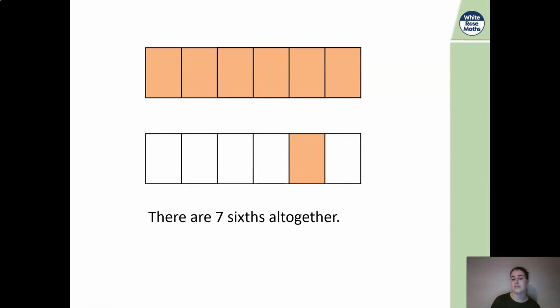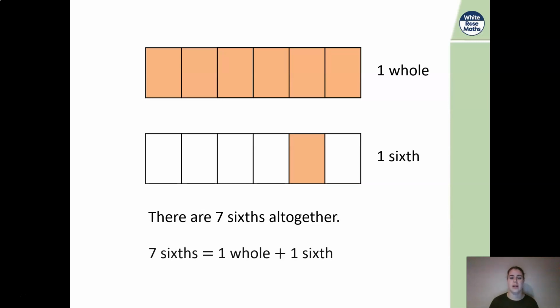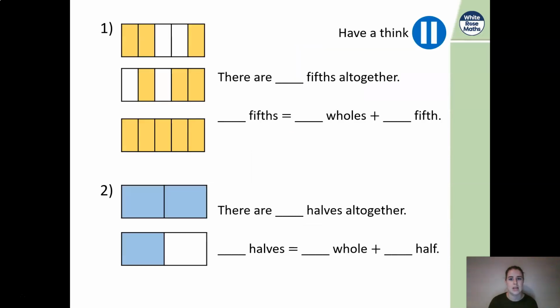So yes, I have 7 sixths altogether, but I still have a whole one because I've got 6 out of 6 that makes a whole. And I have that 1 extra one. So here I have 1 whole and I have 1 sixth. Okay, so 7 sixths is the same as saying 1 whole and 1 sixth. And that's what we call a mixed fraction. But don't worry about that for today because we'll do that in another lesson. So what I need to do is pause the video and see if you can have a go at doing these ones on your own.